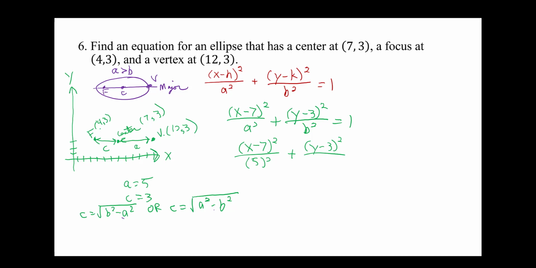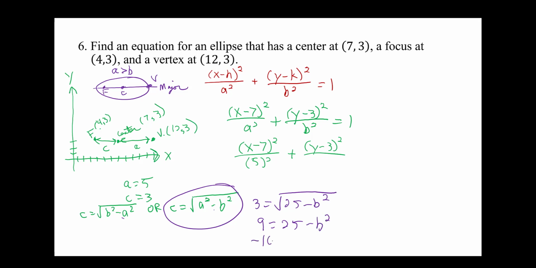So we know that a is bigger than b, so we're going to use c equals the square root of a squared minus b squared, from which we get c, which is 3, equals the square root of a squared, which is 25, minus b squared. We'll square both sides to give us 9 equals 25 minus b squared. Subtracting 25 from each side, we get negative 16 equals negative b squared. So b squared equals 16. That's really all we need. We can see that b equals 4, but all I'm trying to fill in here is b squared.